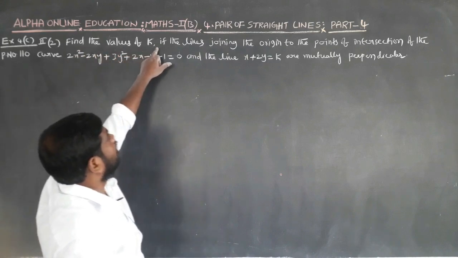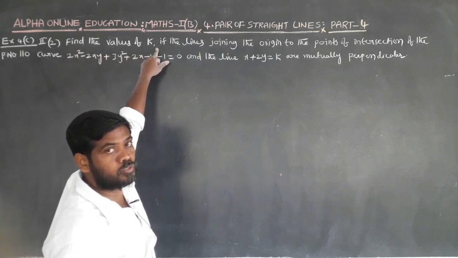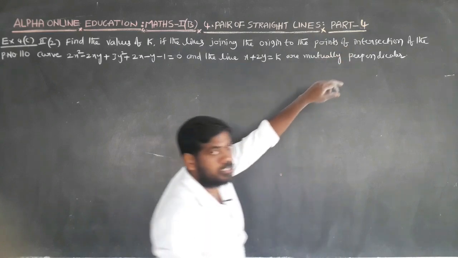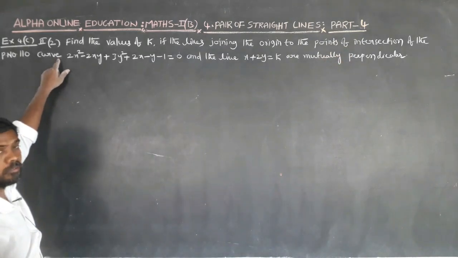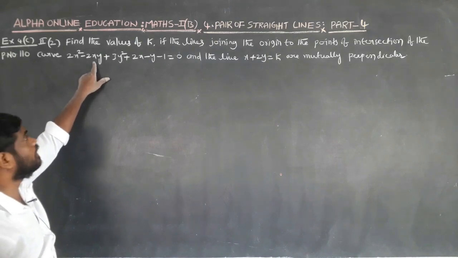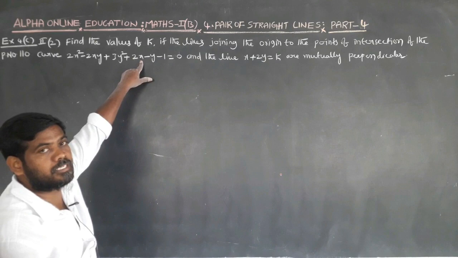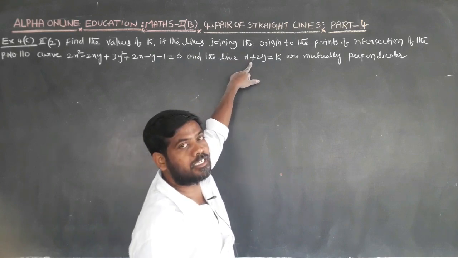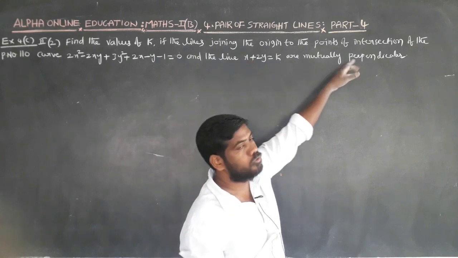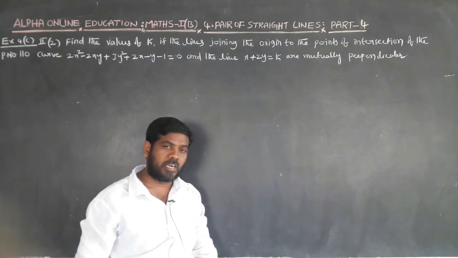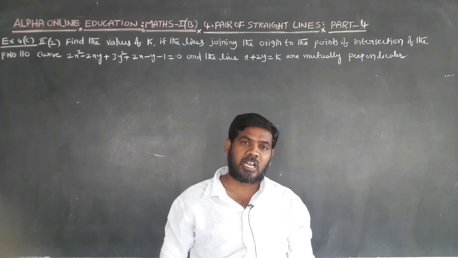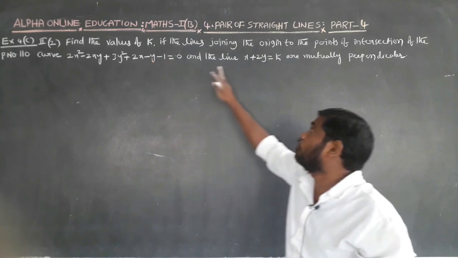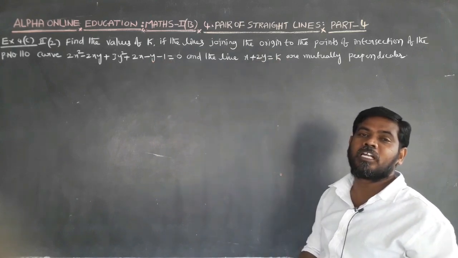Find the values of k if the lines joining the origin to the points of intersection of the curve 2x square minus 2xy plus 3y square plus 2x minus y minus 1 equal to 0 and the line x plus 2y is equal to k are mutually perpendicular.